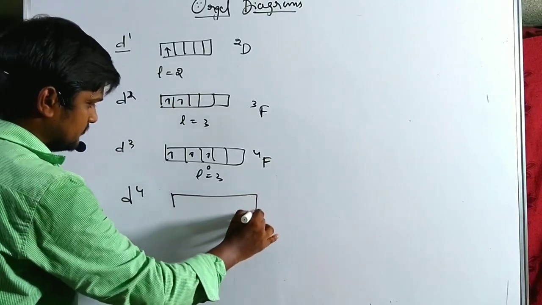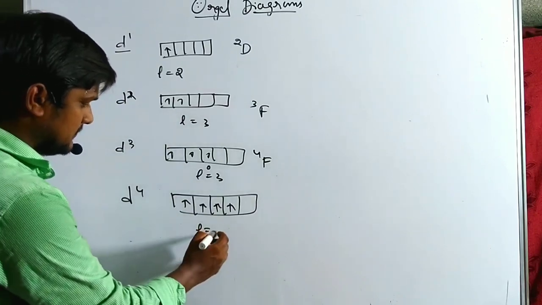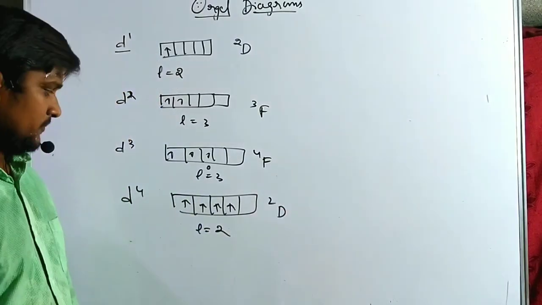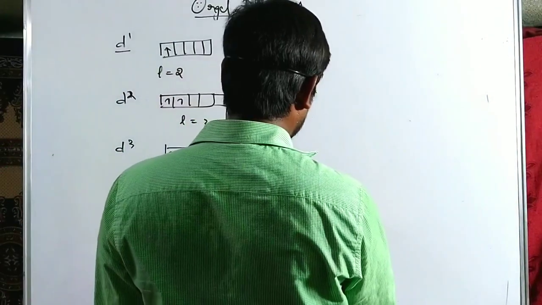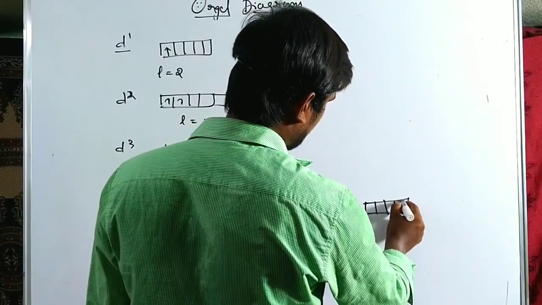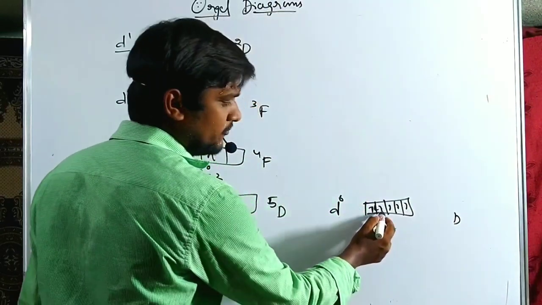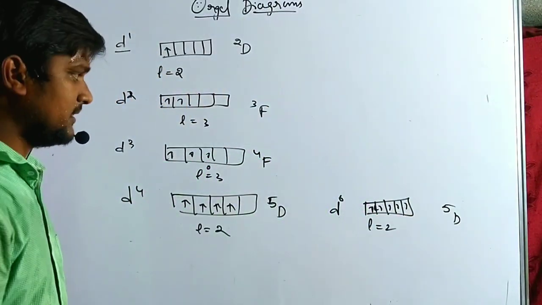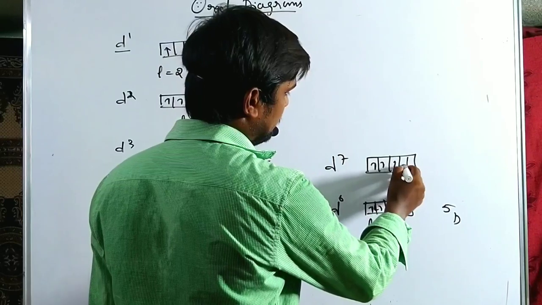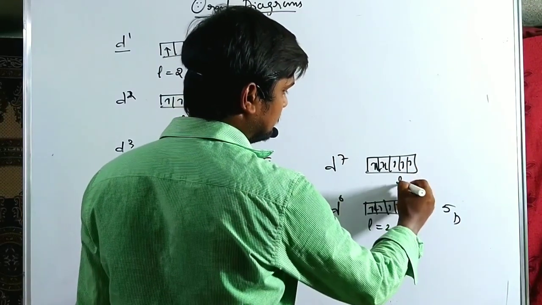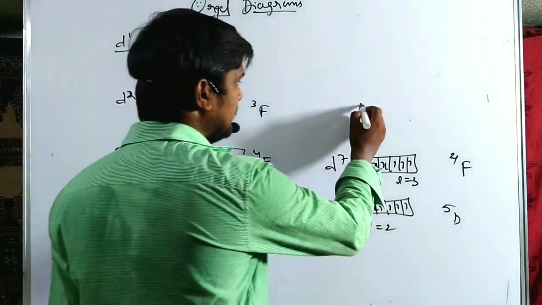Now d4: 1, 2, 3, 4. Here L is equal to 2, so the term is D, and the multiplicity is 5. Now the d6 case: 1, 2, 3, 4, 5, 6. L is equal to 2, the term is D, with 4 unpaired electrons, so the multiplicity is 5. Now the d7 case: 1, 2, 3, 4, 5, 6, 7. L is equal to 3, then the term is F. 3 unpaired electrons are there, 3 plus 1, 4. Now the d8 case.